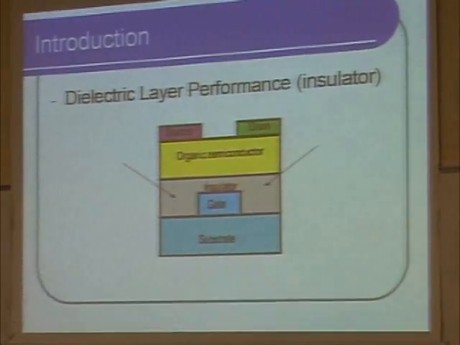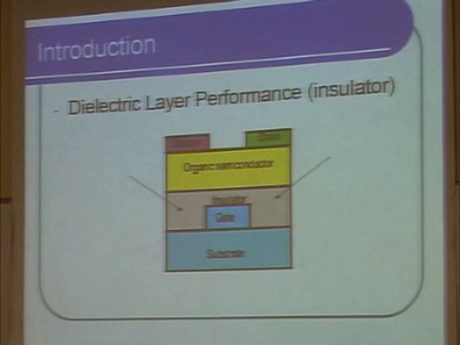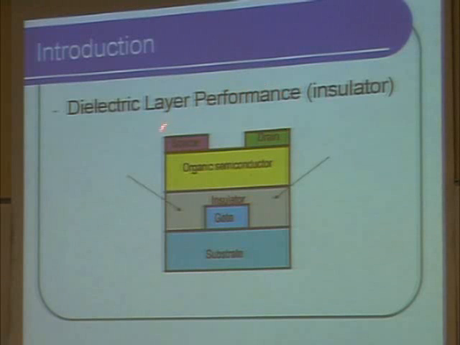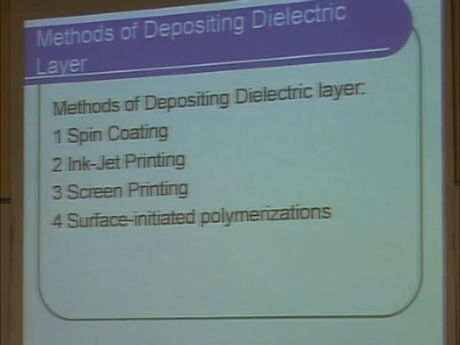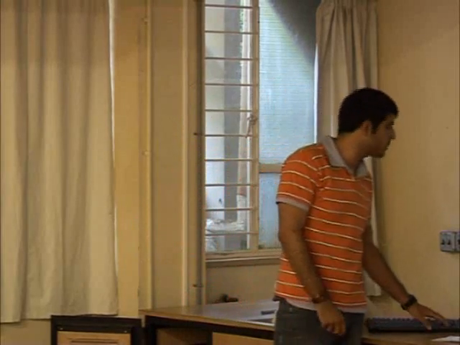Therefore, in general, the dielectric layer must be smooth and pinhole free in order for the organic semiconductor layer to perform continuous bridging between these two electrodes. Now, the methods of depositing this dielectric layer are spin coating, inkjet printing, screen printing, and surface-initiated polymerization. I'm going to start with spin coating, which is a method to apply uniform thin films to flat substrates using excess amounts of a solution which are placed on the substrate and then rotated at high speed in order to spread the fluid by centrifugal force.